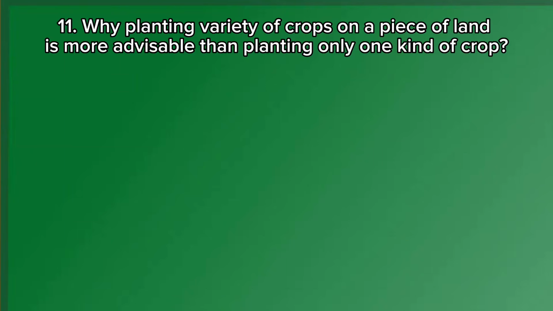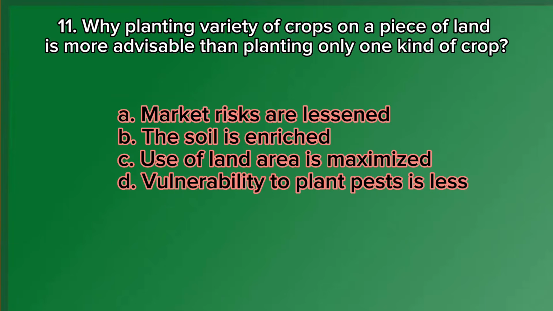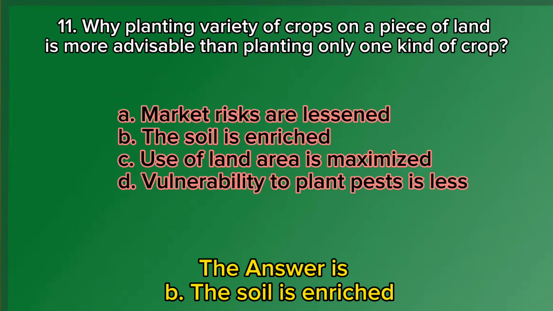11. Why is planting a variety of crops on a piece of land more advisable than planting only one kind of crop? A. Market risks are lessened. B. The soil is enriched. C. Use of land area is maximized. D. Vulnerability to plant pests is less. The answer is B. The soil is enriched.